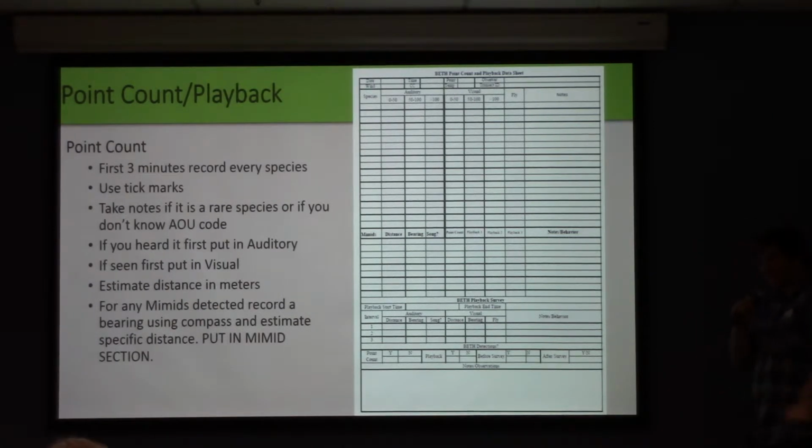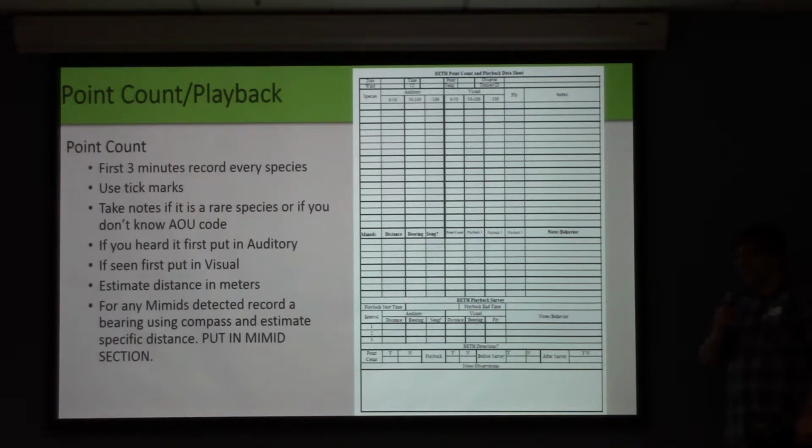Okay, let me go through that again to make sure I have it clear. We see a sage thrasher, and say we hear it make a call. So we put a Y under song, and then we put an X in point count, if it's during your point count. Then we do a playback, and during the first playback we heard it again, so we put another X under playback 1, and the same thing for playback 2 and 3. But if you do the second round of playback and you don't see the sage thrasher, then you wouldn't put an X.